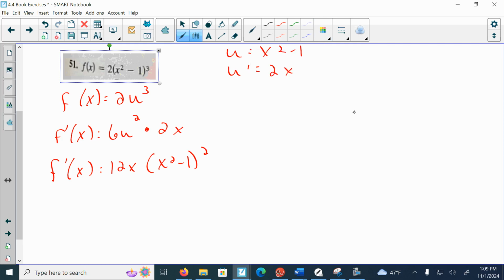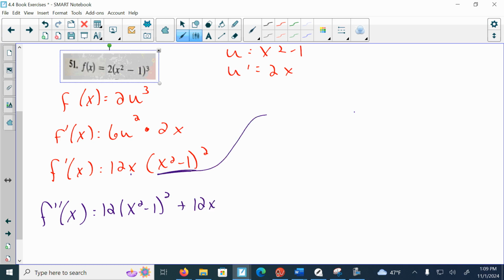And since I have this x here, I'm going to have to do the product rule as well. So if I go to find a second derivative, let's say I take the derivative of 12x first, which will just be 12. Leave that (x squared minus 1) squared alone. Then I do plus. Now I'm leaving that 12x alone, and now I have to find the derivative of this.